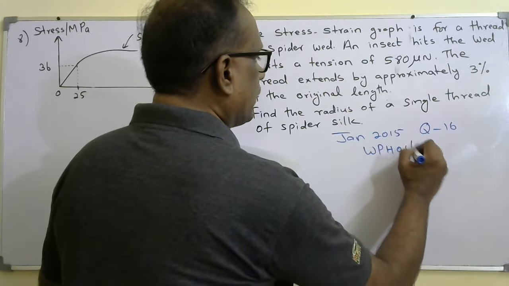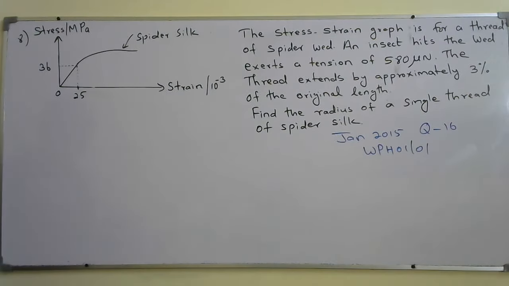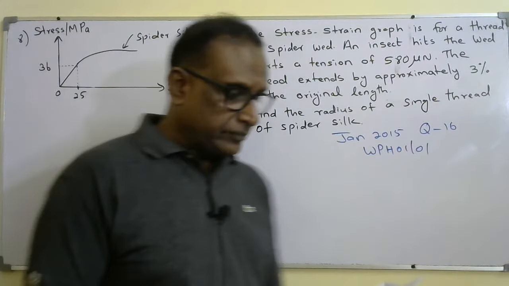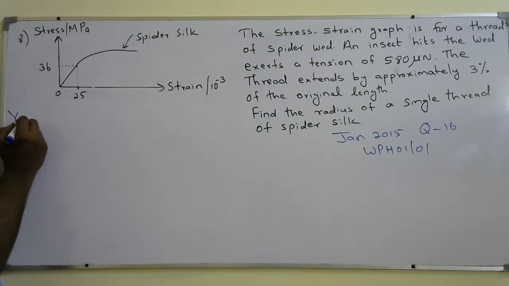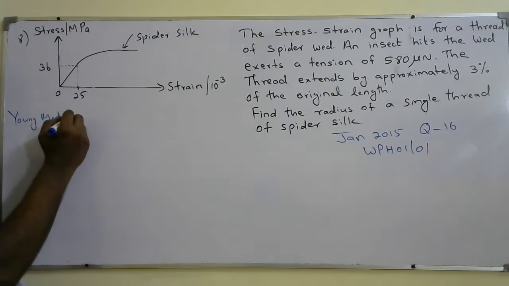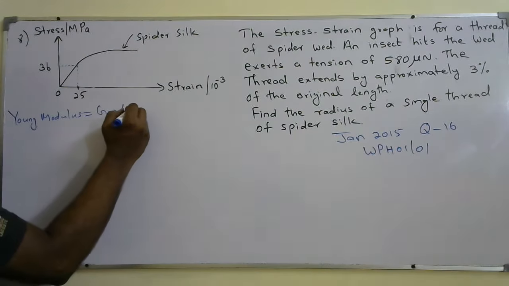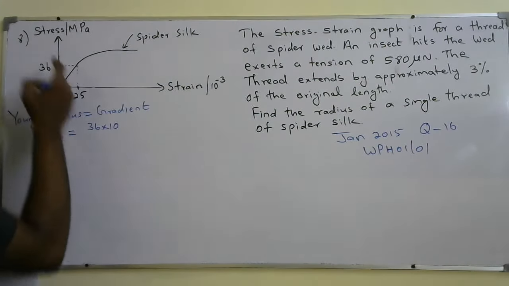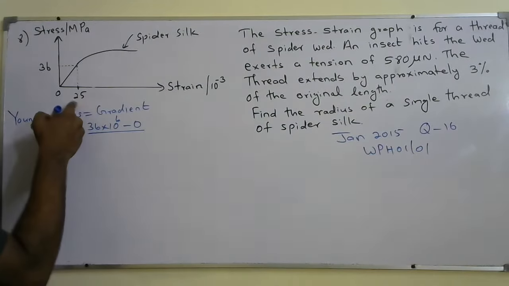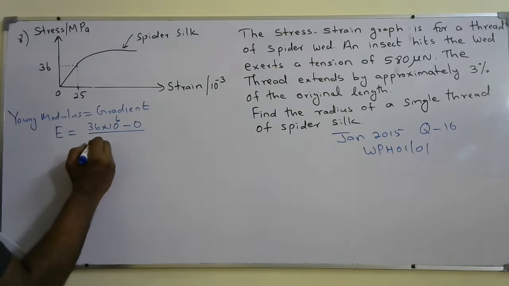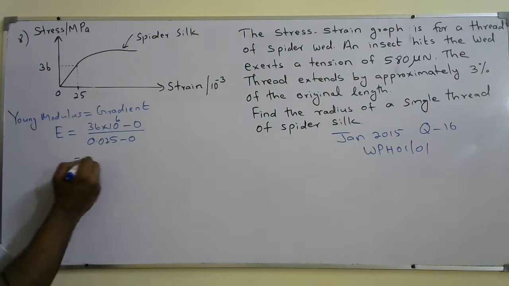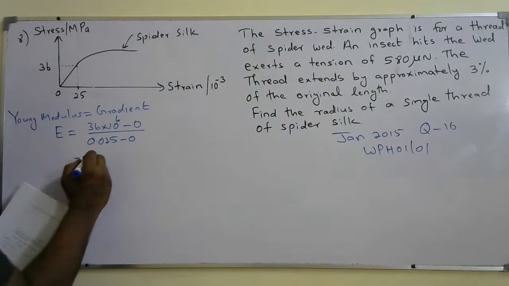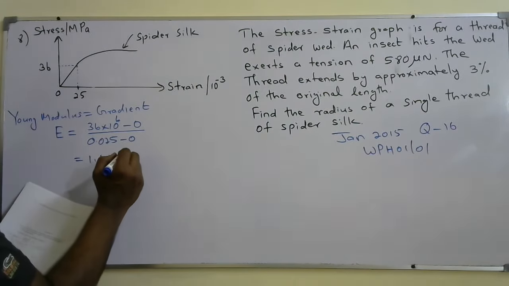So from the graph, it's on a grid, so I took only the clear points. We can find the gradient of the linear portion that gives the Young modulus. So Young modulus capital E equals gradient, 36 into 10 to the power 6 minus 0 over 25 into 10 to the power minus 3, means 0.025 minus 0. So you will get the answer 1.44 times 10 to the power 9 Newton per meter squared. That's the Young modulus.